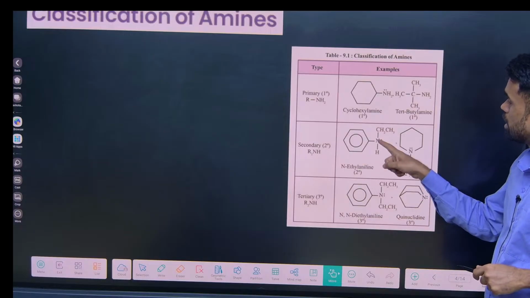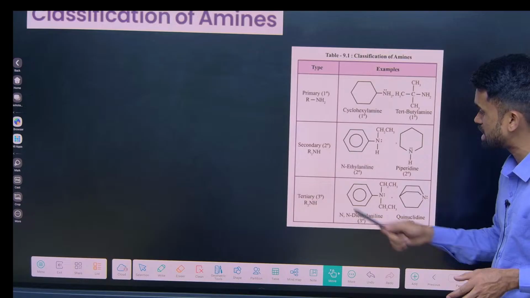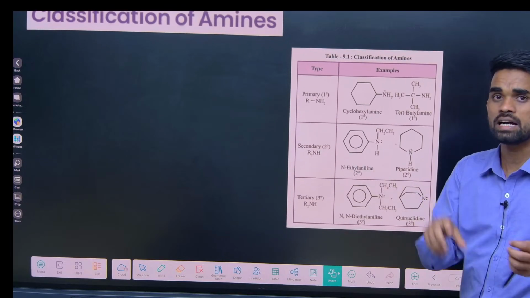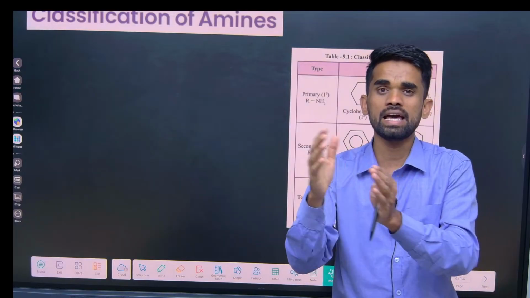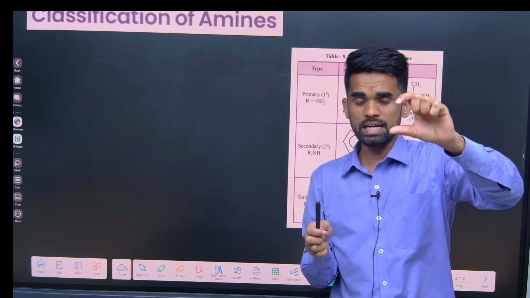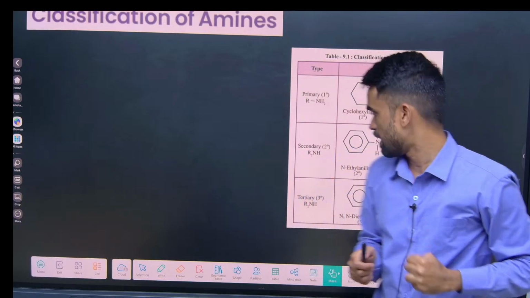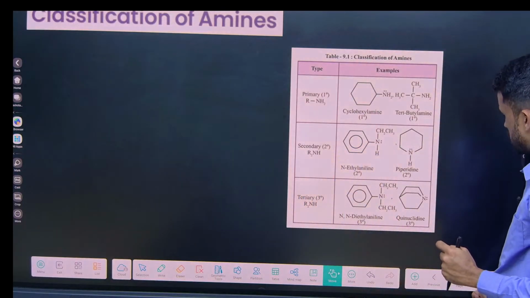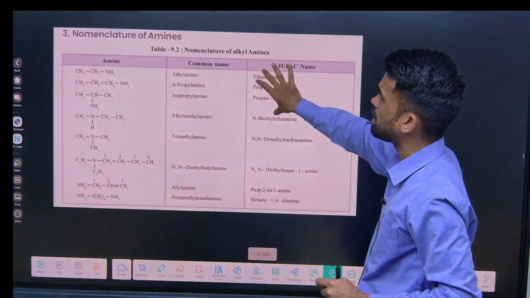Here, N-ethyl aniline. Whenever there is a capital N, it indicates that an alkyl group is present on that nitrogen atom. Like N-dialkyl amine means on nitrogen only 2 alkyl groups are there, so it's a secondary amine. Hope the discussion is clear. So now, how can we write the IUPAC nomenclature for them?